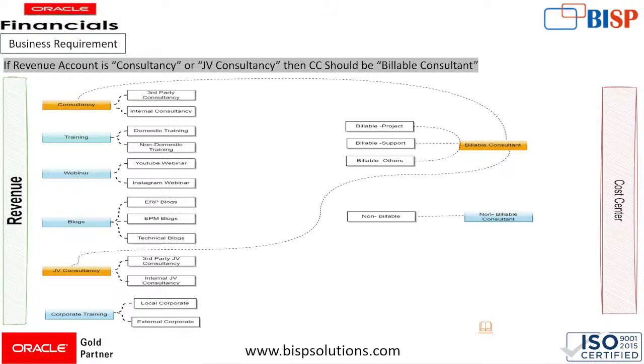There is the blog, which has ERP blog revenue, ERP EPM blog revenue, and technical blog revenue. In joint venture consultancy, there is third party joint venture consultancy revenue and internal joint venture consultancy revenue. And in corporate training, there is local corporate training revenue and external corporate revenue. Right, so these are the child values of the parent values related to revenue, which is the main parent group. So that is the revenue they earn from these activities.